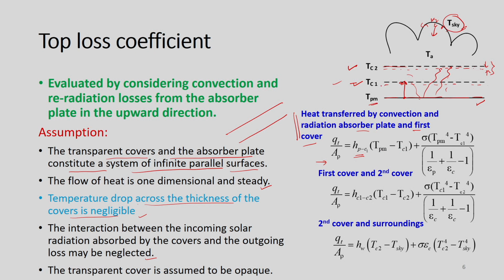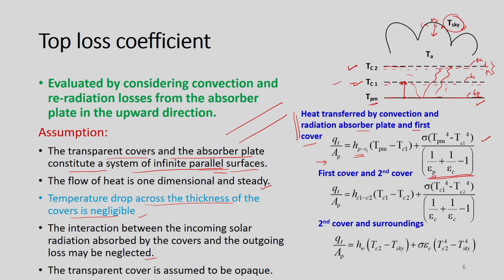This is the temperature TC1, the heat exchange between this plate and glass cover 1, and then the radiation component has to be added. So, sigma times TPM to the power 4 minus TC1 to the power 4, divided by 1 by emissivity of the plate plus 1 by emissivity of the glass cover, minus 1. This is the emissivity of the plate and this is the emissivity of the glass cover. Both the glass covers have the same emissivities. Since they are infinite parallel surfaces, we can use this expression for the view factor.